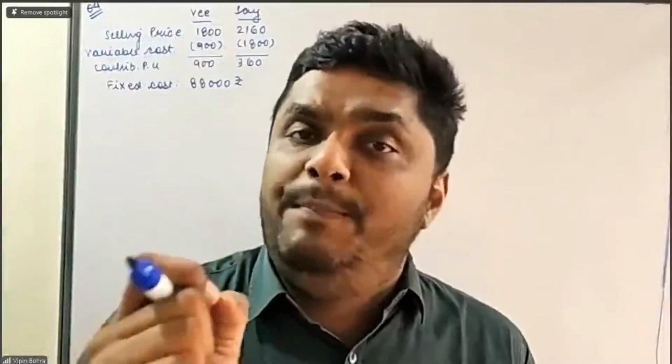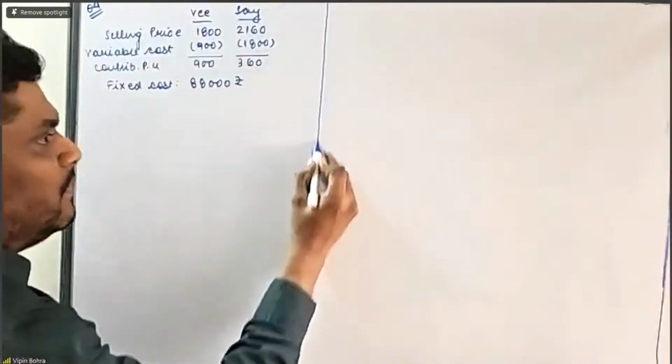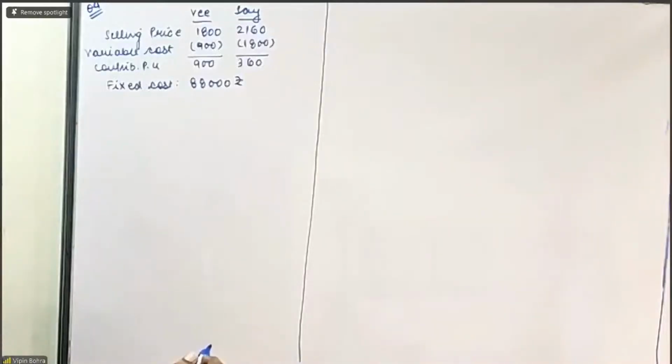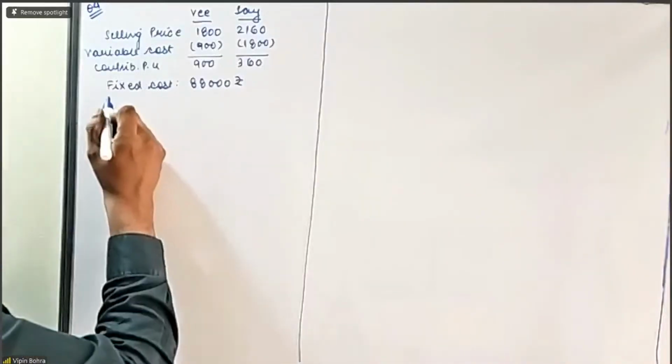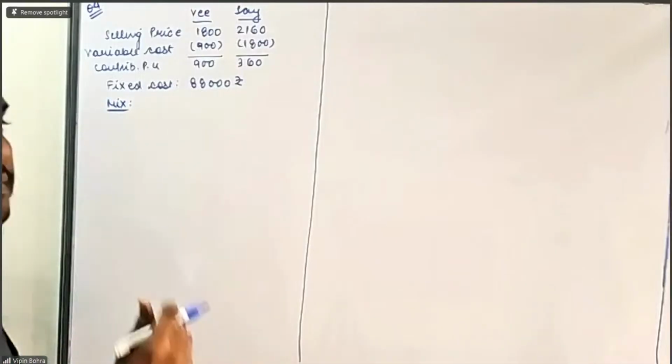To figure out which one is the optimal mix, we need to calculate the combined PV ratio and combined break-even sales. The mix wherein the PV ratio is on the higher side and the break-even sales is less, we can say that mix is optimal. So herein, we have to calculate the PV ratio and the break-even sales. Let's start with the first mix, that is 2:3.